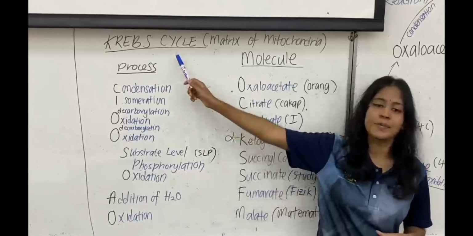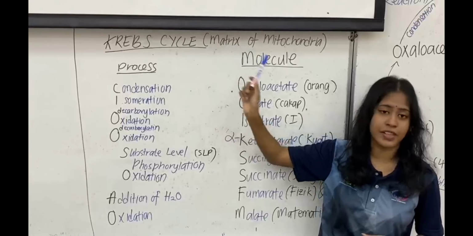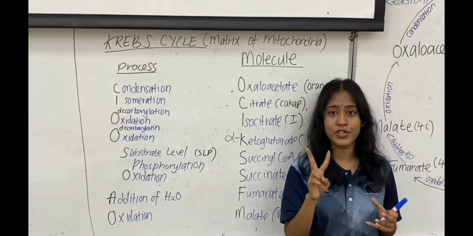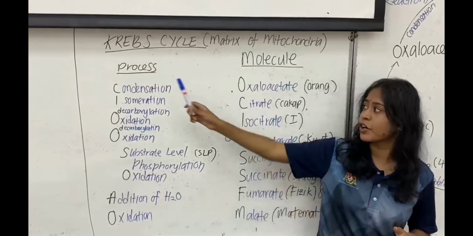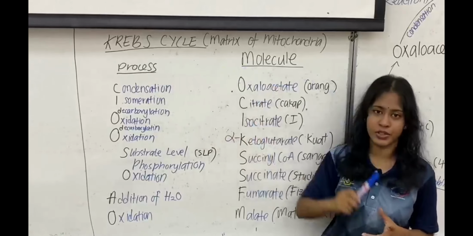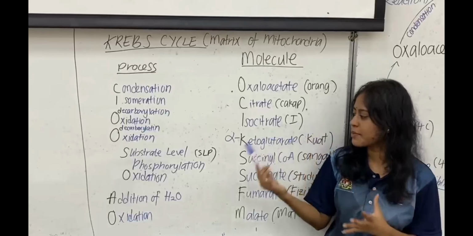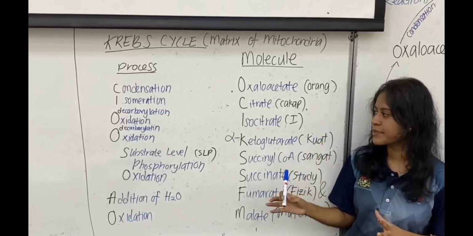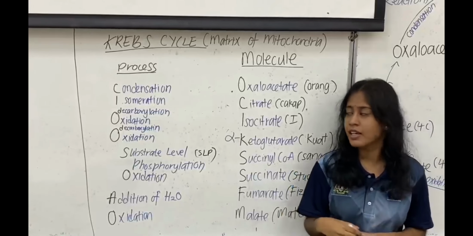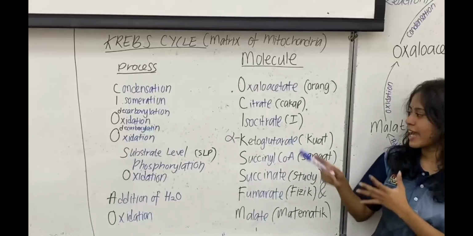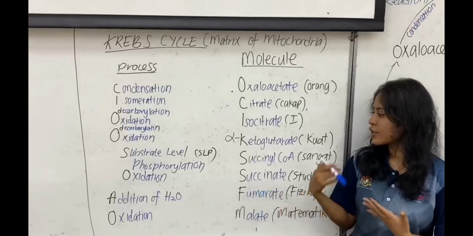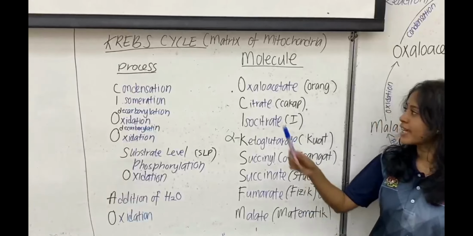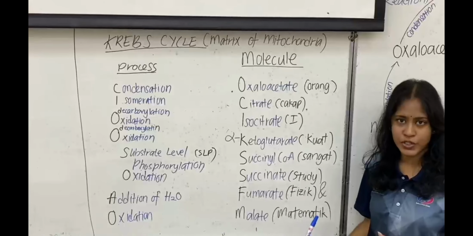I'll be talking about the Krebs cycle. The Krebs cycle occurs in the matrix of the mitochondria. When we talk about the Krebs cycle, you should remember 2 main components: your process and also your molecules. It might seem like a chore to memorize all this because they are new terms and not that familiar to us. So I have an acronym here that you can use to memorize and understand the Krebs cycle better. Now, let us see the molecules first.